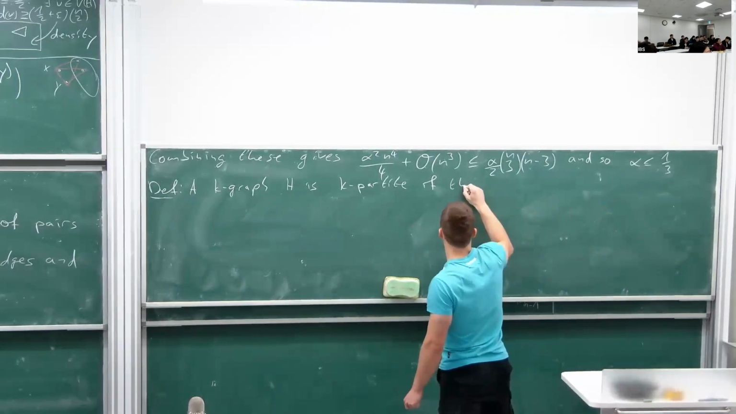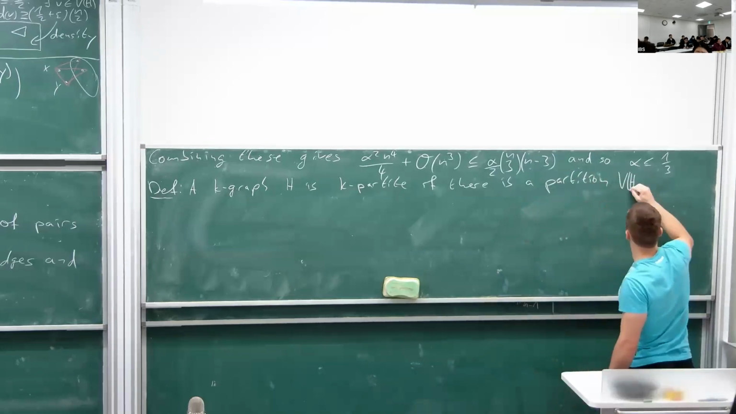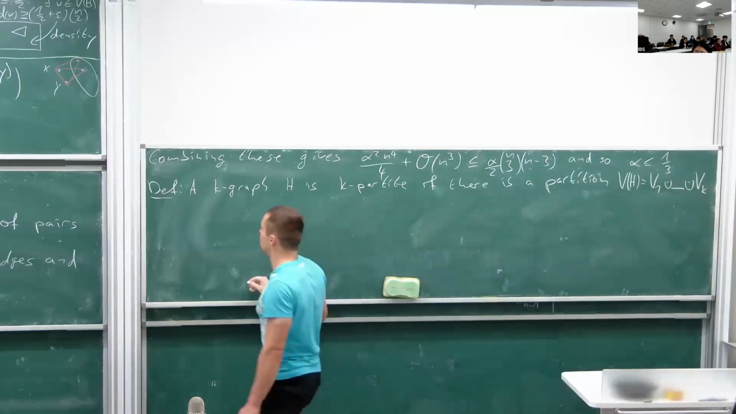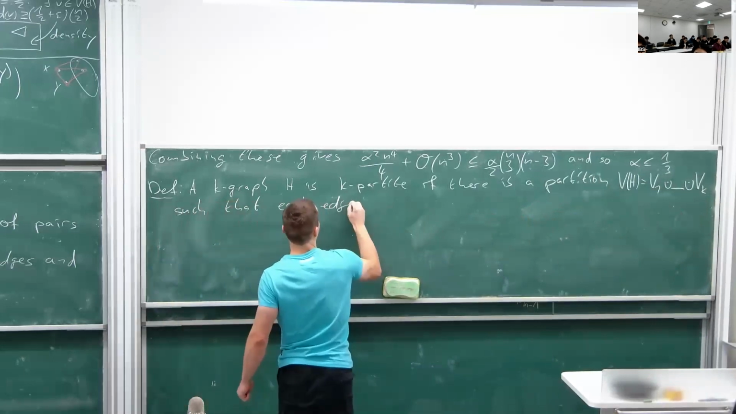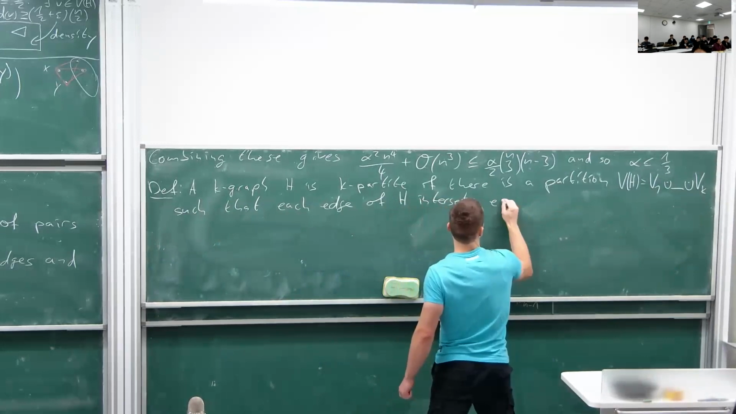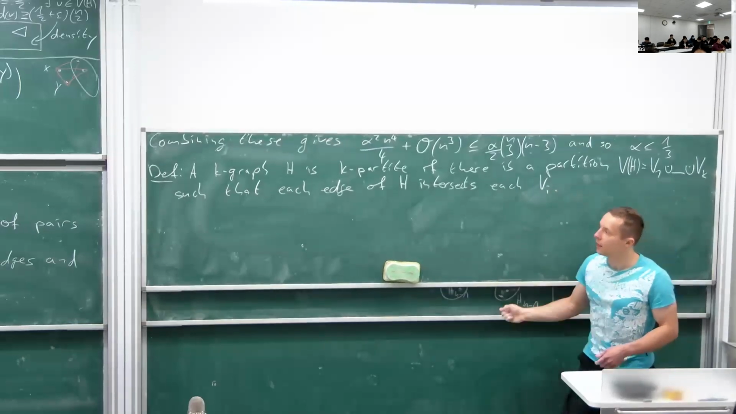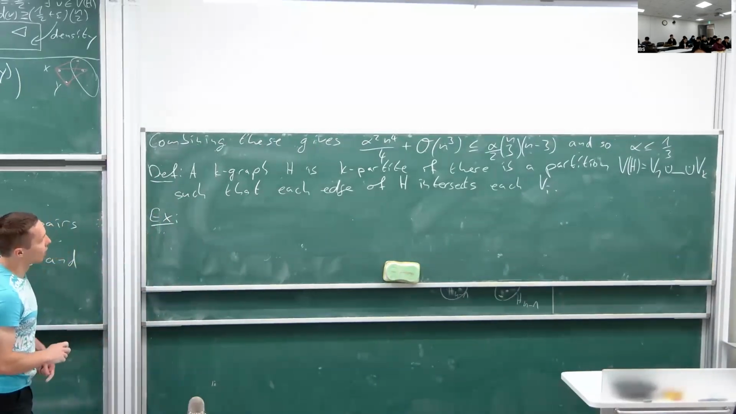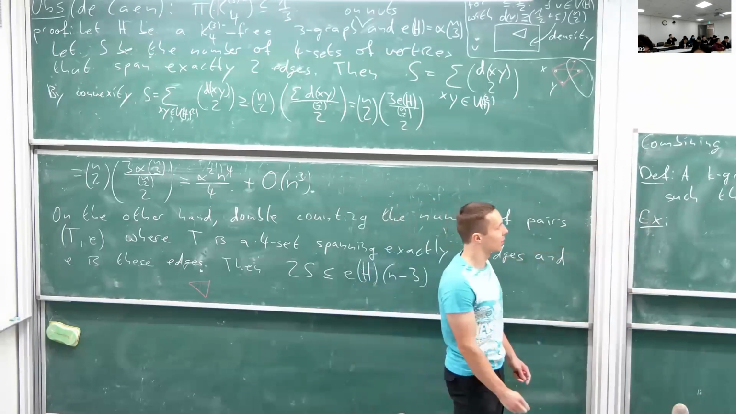That is, if there is a partition of the vertex set of H into P1 to PK such that each edge of H intersects each Pi. Okay. And let's also note down one example because it will come up in a moment. So this is just a generalization of bipartite to hypergraphs.